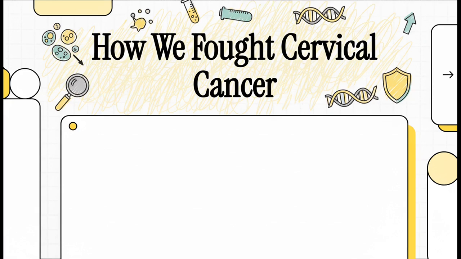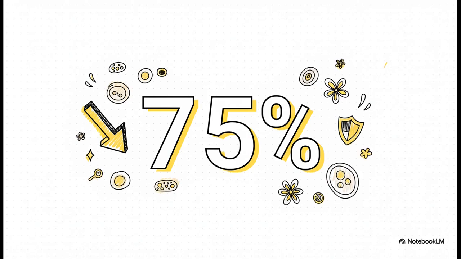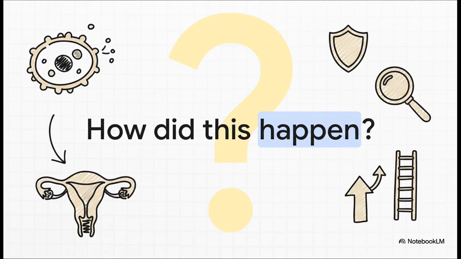So let's begin. Just look at this number, 75%. That's the huge drop in the death rate from cervical cancer over the last 50 years. I mean, just think about that for a second. A disease that was once at the top of the list has been pushed back, and in a big, big way. So the obvious question is, how? How did we achieve such a massive victory?